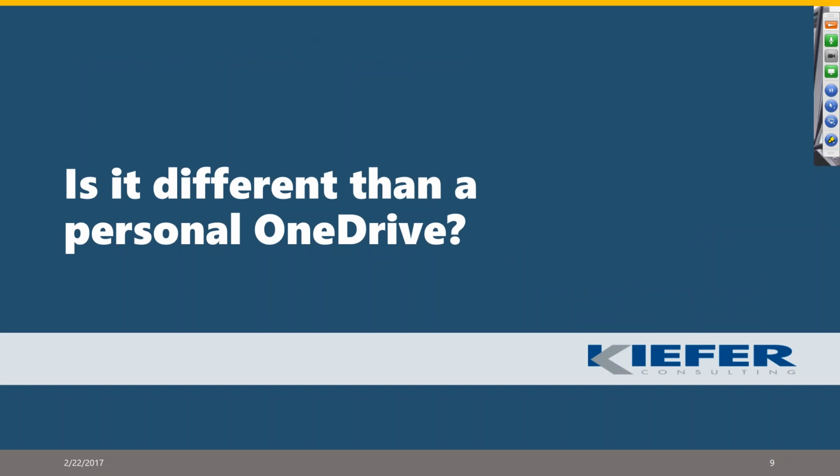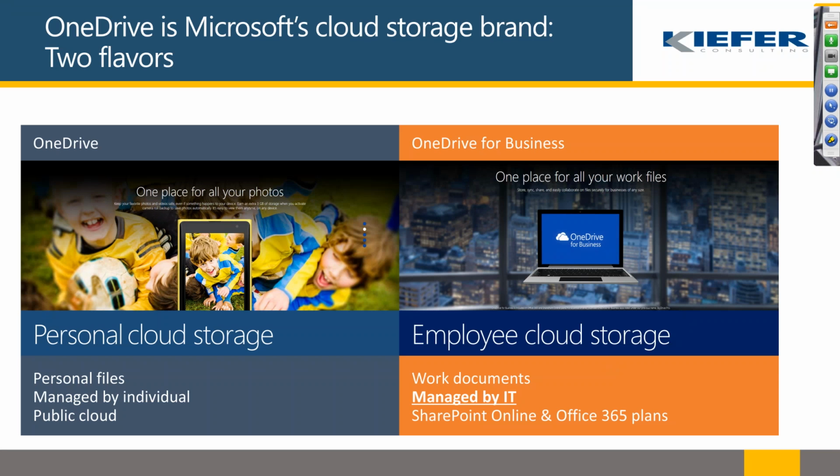Now, I know there is OneDrive and OneDrive for Business, and there is some confusion around it. How is OneDrive for Business different from OneDrive? It is important to understand the difference between these two flavors. Microsoft offers OneDrive in two flavors: OneDrive and OneDrive for Business. OneDrive is for personal storage, where you can store your personal files and manage them the way you want, and it is stored on the Microsoft cloud platform.